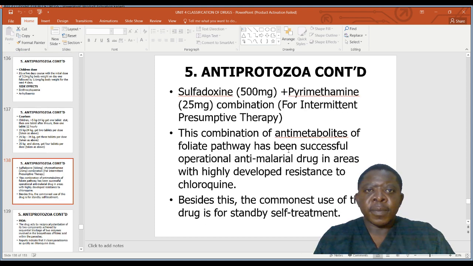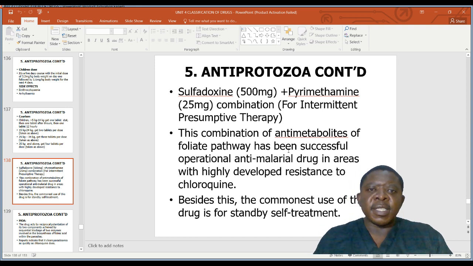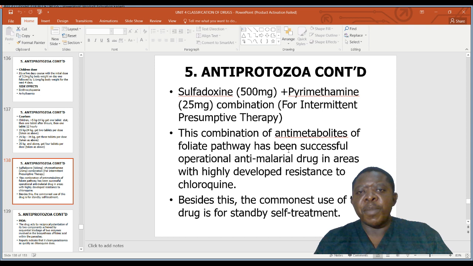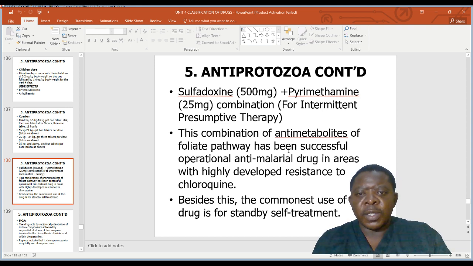Okay, then we have sulfadoxine plus pyrimethamine, or Fansidar, which is the combination of these, for intermittent presumptive therapy or prophylaxis. This combination of antimetabolites of the folate pathway has been a successful operational antimalarial drug in adults with highly developed resistance to chloroquine. Besides this, the commonest use of this drug is for standby self-treatment.